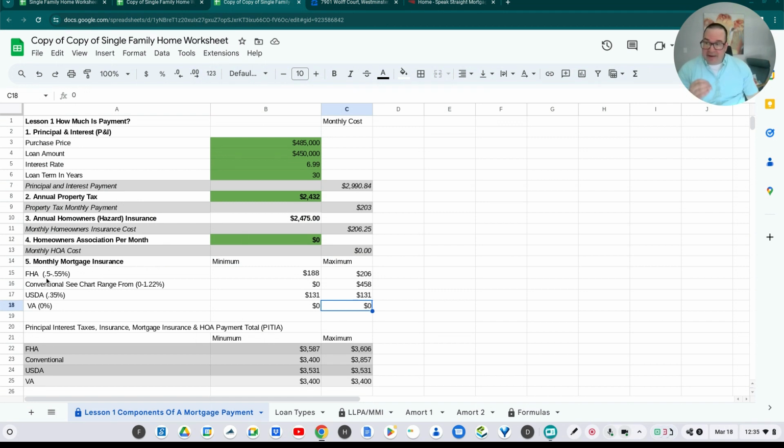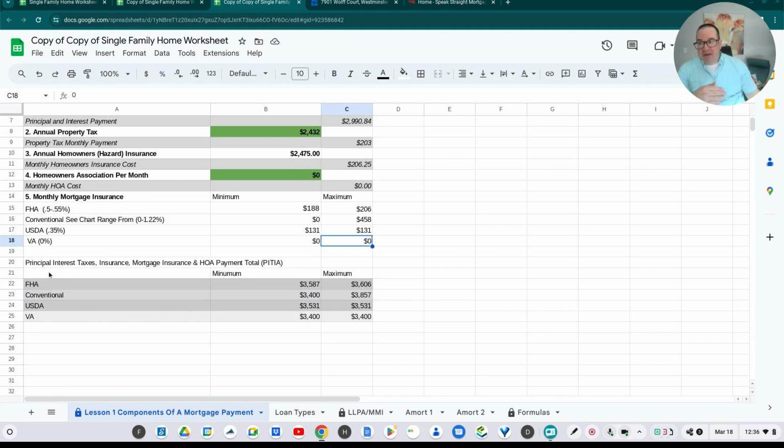Okay, next, monthly mortgage insurance. Like I said before, when you don't put 20% down, different loan types charge you different amounts for monthly mortgage insurance. For FHA loans, the range isn't very much. USDA loans are the same. VA loans are the same. There is no mortgage insurance. But conventional, there is a huge range. Like you can see on here, from 0, if you put 20% down, you wouldn't be charged anything, to $458.